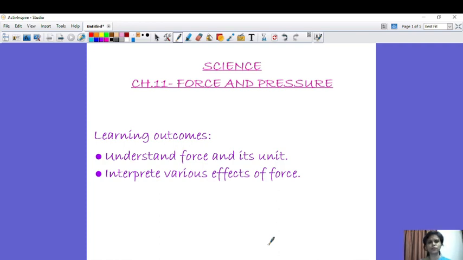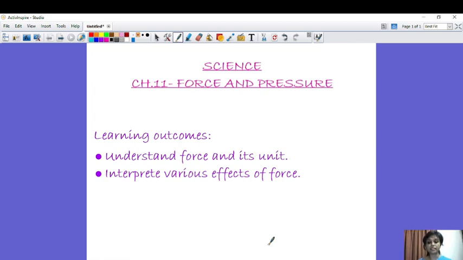I'm sure you know a lot of things about force because every day we are applying force to do many works, right? For opening or closing a door, we are applying force. To hit a sixer, we are applying force. To throw a ball, to lift anything, kicking a football, we are applying force. So there are many examples where we are applying force.